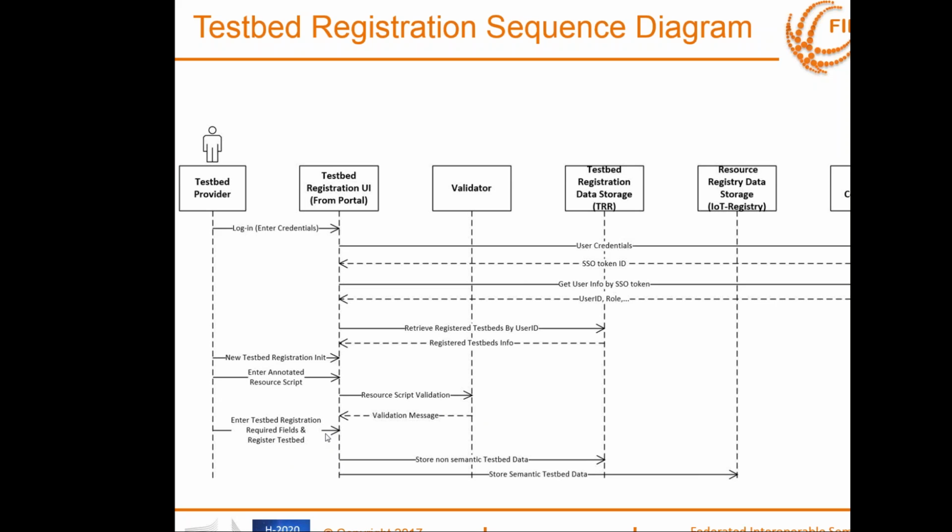As soon as the validation is successful, you can enter your testbed information, so the services that you expose, and your API key if you have one, if you want the FIESTA IoT platform to securely access the services that you expose. And finally, you register the testbed. This information is stored to the testbed registration data storage for the non-semantic data, and the semantic data are stored to the resource registry data storage by using the services that the IoT registry exposes.